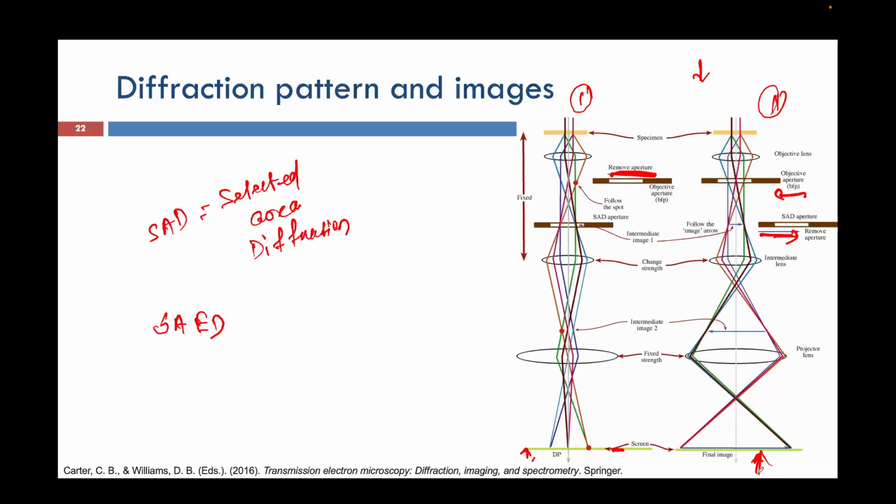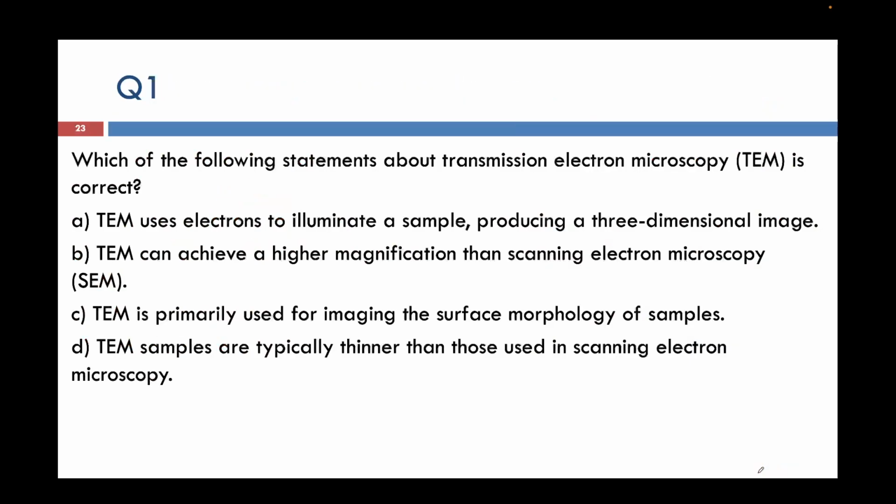Now we will go through some conceptual questions. This is our first question. Which of the following statements about transmission electron microscopy is correct? Option A: TEM uses electrons to illuminate a sample producing a three-dimensional image. Option B: TEM can achieve a higher magnification than scanning electron microscopy. Option C: TEM is primarily used for imaging the surface morphology of the samples. And option D: TEM samples are typically thinner than those used in scanning electron microscopy. Which one will be the correct answer? Can anyone say?